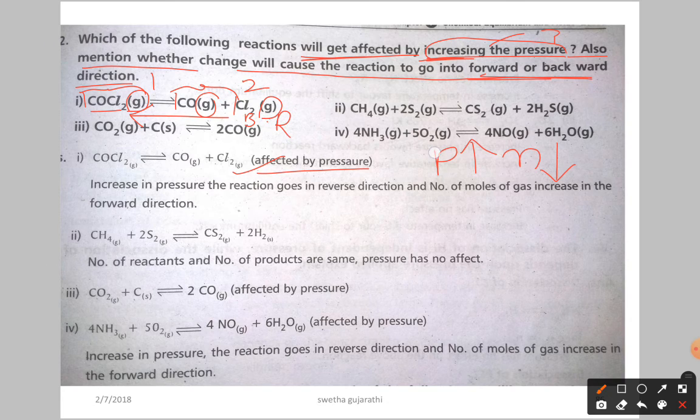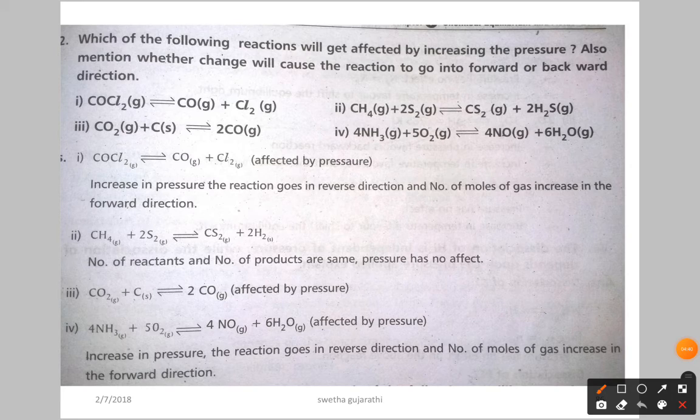Because our condition is that pressure is increased, we have to show the direction where the number of moles is going to decrease. So it is favorable for the backward reaction. Okay, let us see the next example.